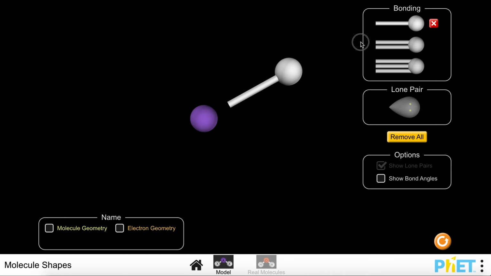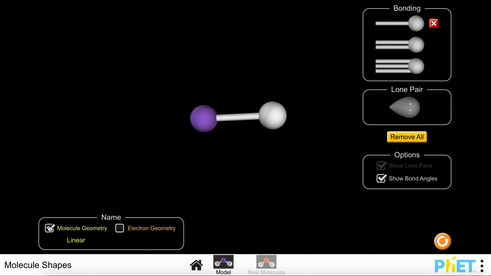We can add one bond to it. This would be a diatomic molecule, and you can rotate it around, and you could see a lot of things about it. So bond angles. Right now, we don't really have a bond angle because we only have 2 atoms. You need 3 atoms to have a bond angle. You could show the molecular geometry and the electron geometry down here, so you can either test yourself by leaving them off and checking them to see if you're right, or when you're learning, you can just have them on.